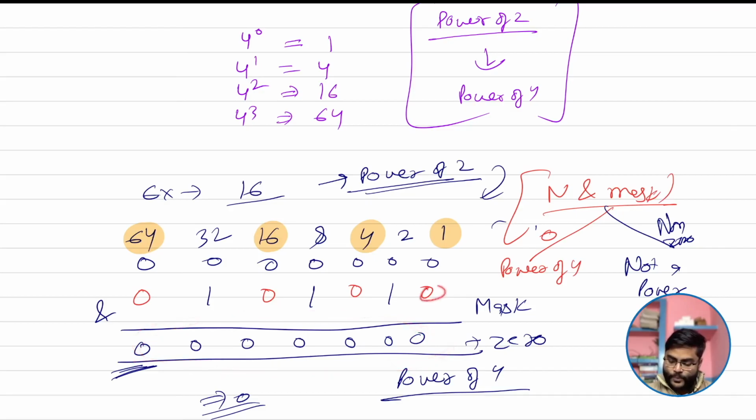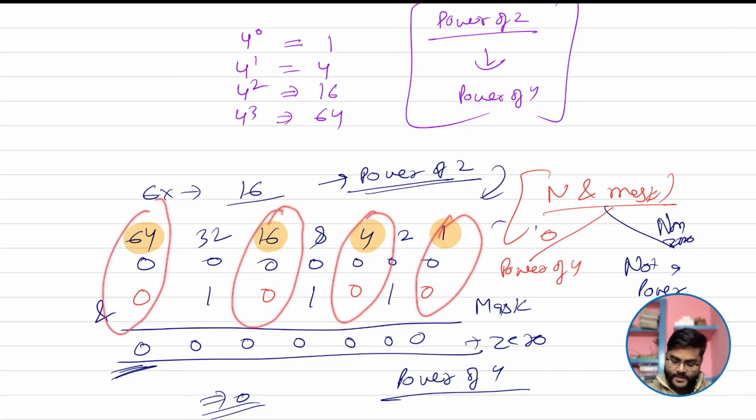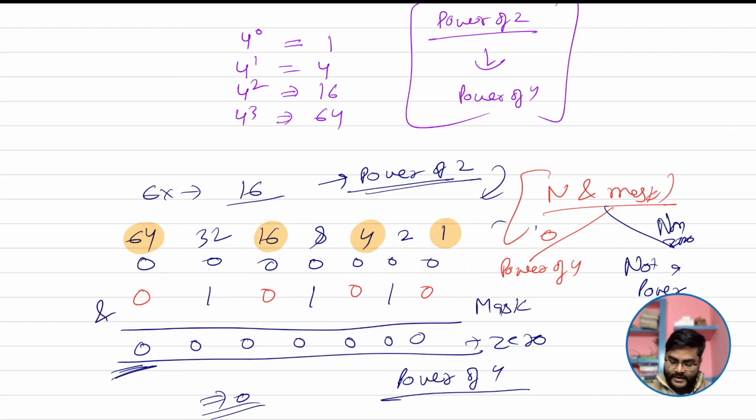So I will put zeros in the bits where a power of 4 can be possible, and I'll put ones in the rest of the bits. Power of 4 can be possible here, here, here, and here. And if the result is 0, it is a power of 4. If it is non-zero, it is not a power of 4. So this we need to take care of.